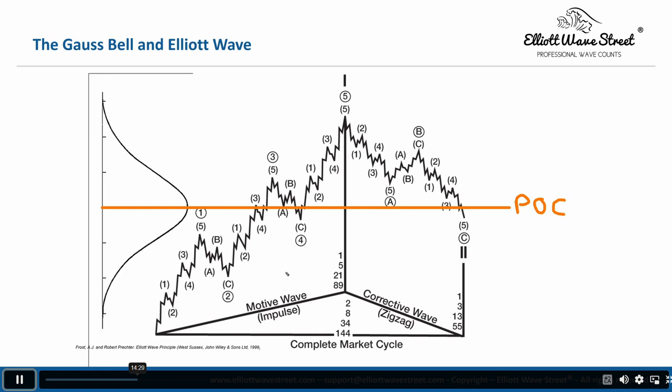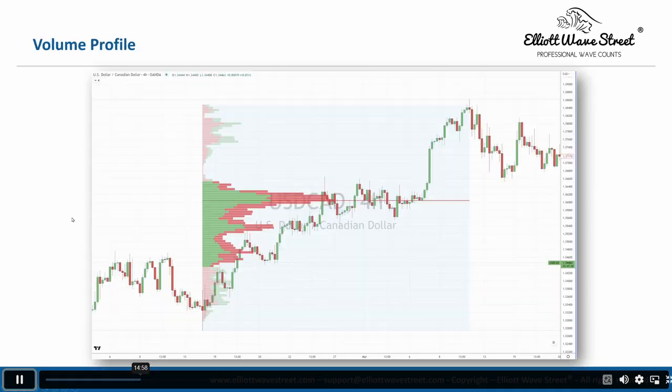When we want to go long, we need to buy below the point of control. When we want to go short, when we want to sell, we need to do it above the point of control. That's it. Never the other way, because that's something basic when we are trading. We have to buy cheap and we have to sell expensive. So let's have a look at how the volume profile looks in a real chart.